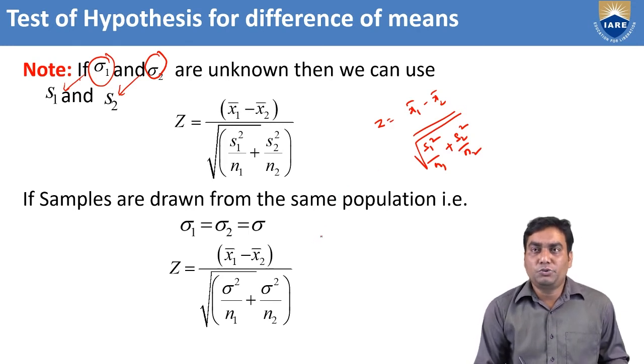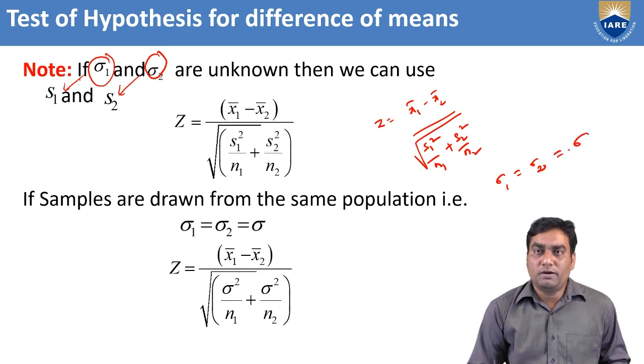Sometimes the two samples we can draw from the same population. That means sigma 1 equal to sigma 2, which is equal to sigma. In that case, the formula will be like this. Instead of sigma 1 square, you can replace with sigma square. And instead of sigma 2 square, also you can replace with sigma square. So, in that case, the test statistic Z equal to x1 bar minus x2 bar by under root of sigma square by n1 plus sigma square by n2. We'll see one problem on this topic.